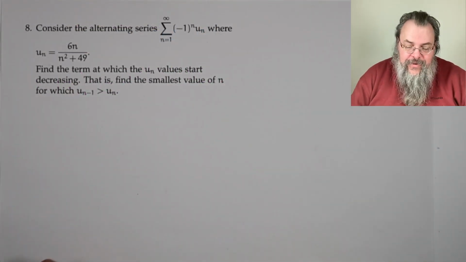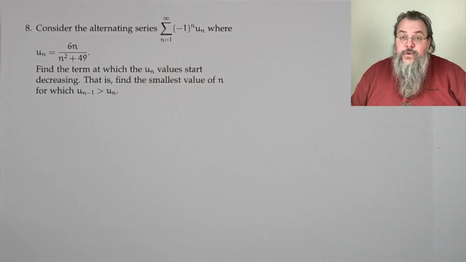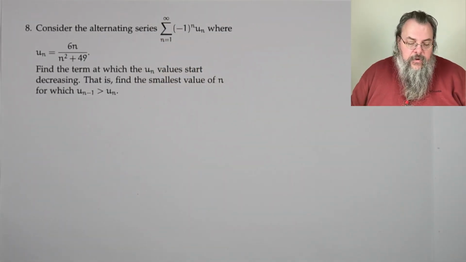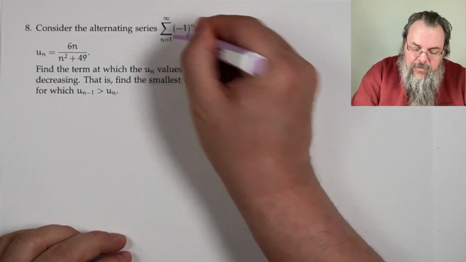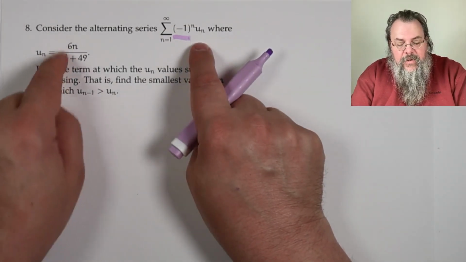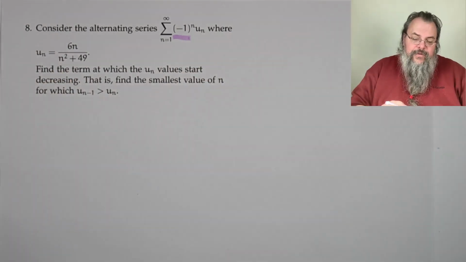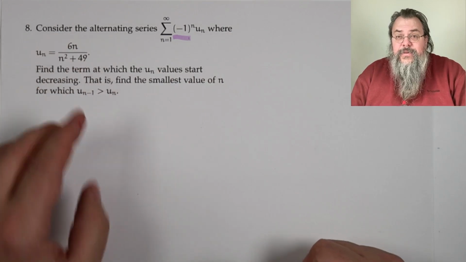Consider the alternating series, sum from 1 to infinity, of (-1)^n u sub n. And so we see it's alternating, at least we suspect, because of that (-1)^n. Of course, you have to check u sub n, where u sub n is 6n over n squared plus 49. Now, the nice thing is, if you look at it, plugging in 1 to infinity, you get positive numbers.